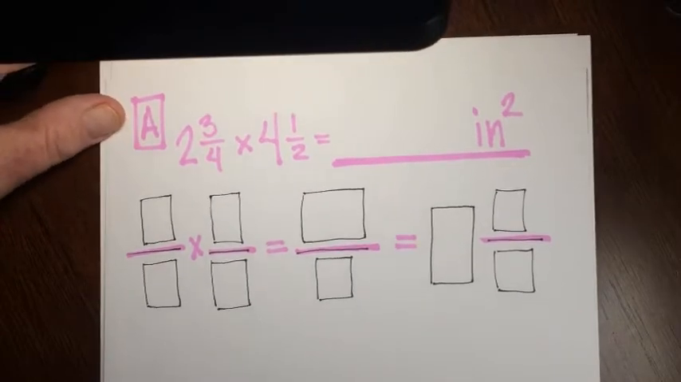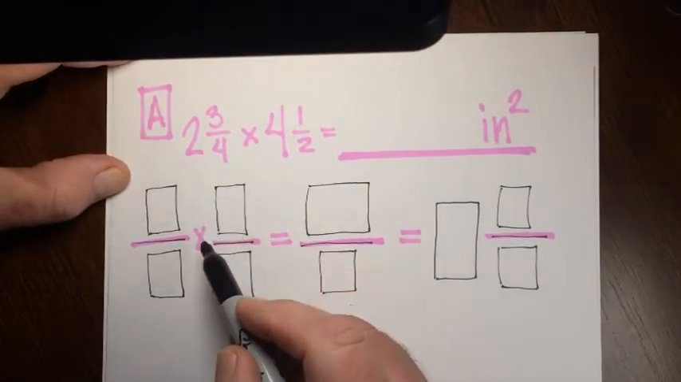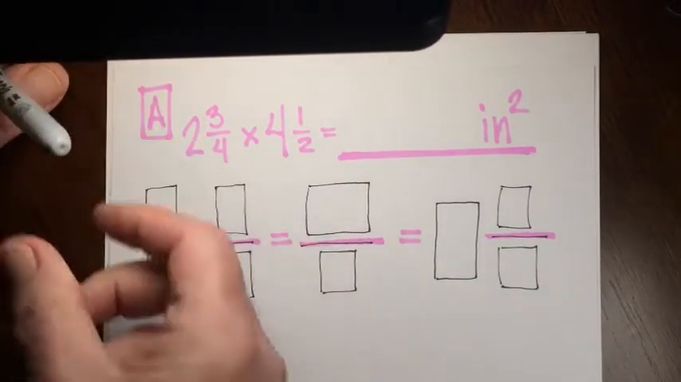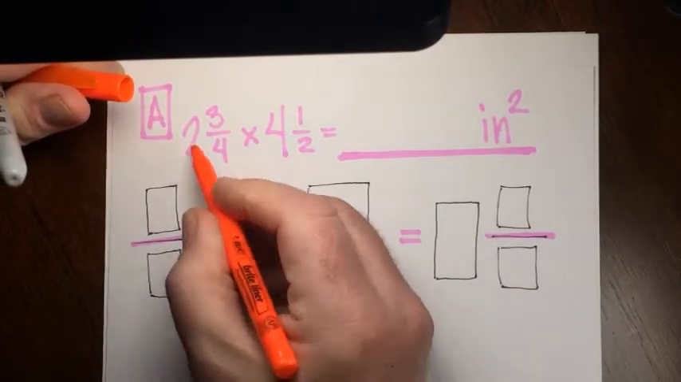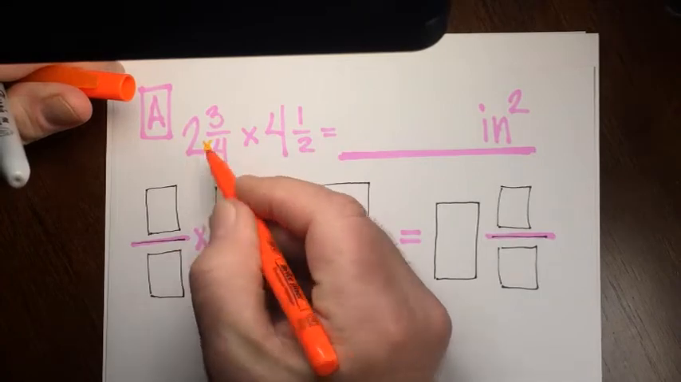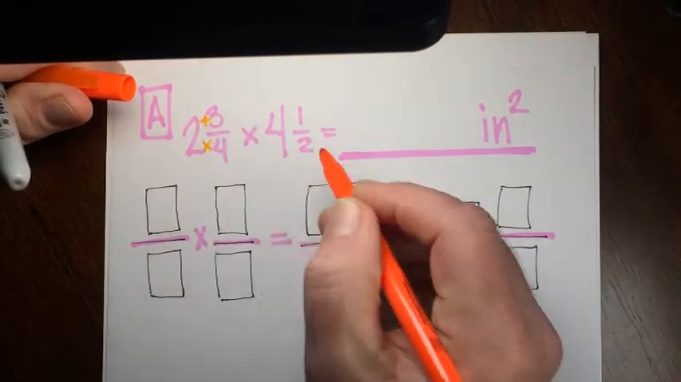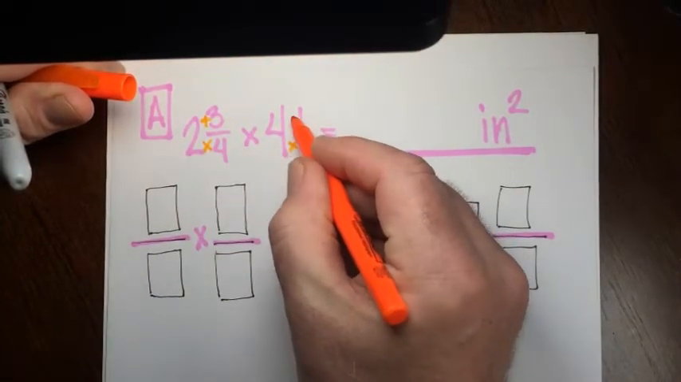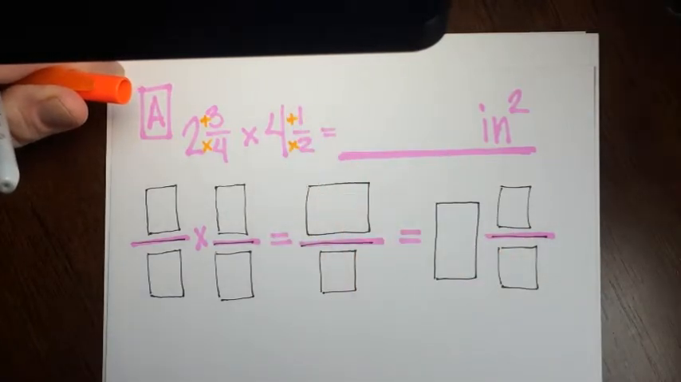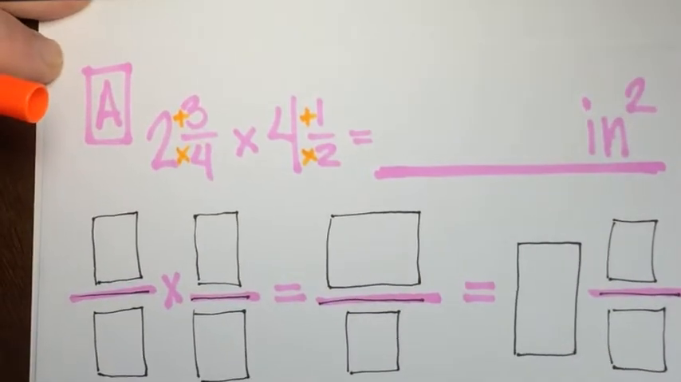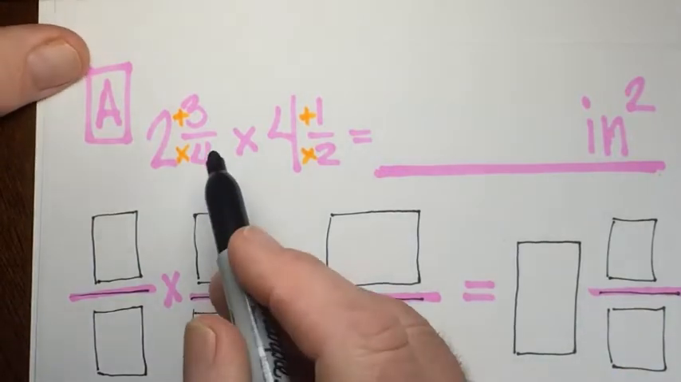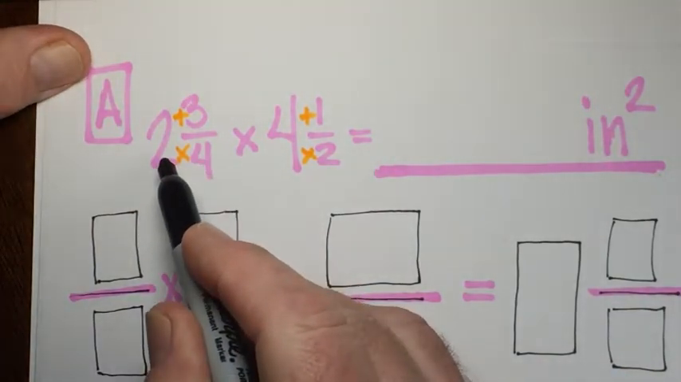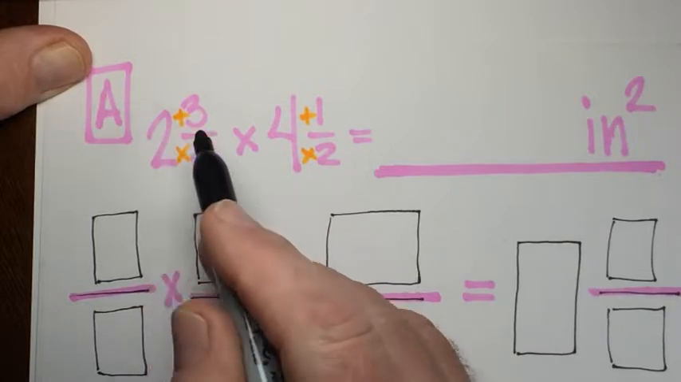To find out the area of A, we're going to fill in all these boxes. And we've talked about this before. To make a mixed number into an improper fraction, we're going to multiply and add. Let me go ahead and zoom in a bit. Okay, so let's do that. 4 times 2 would be 8. 8 plus 3 would be 11.